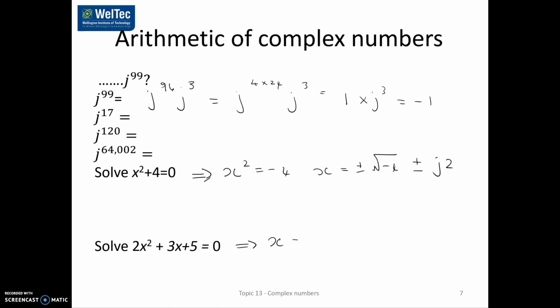now we can if we say that x is going to be equal to negative 3 plus or minus the square root of b squared minus 4ac, which would give us negative 31 over 2a, which is over 4, then we could write that as x is equal to negative 3 over 4 plus or minus root 31 over 4j.